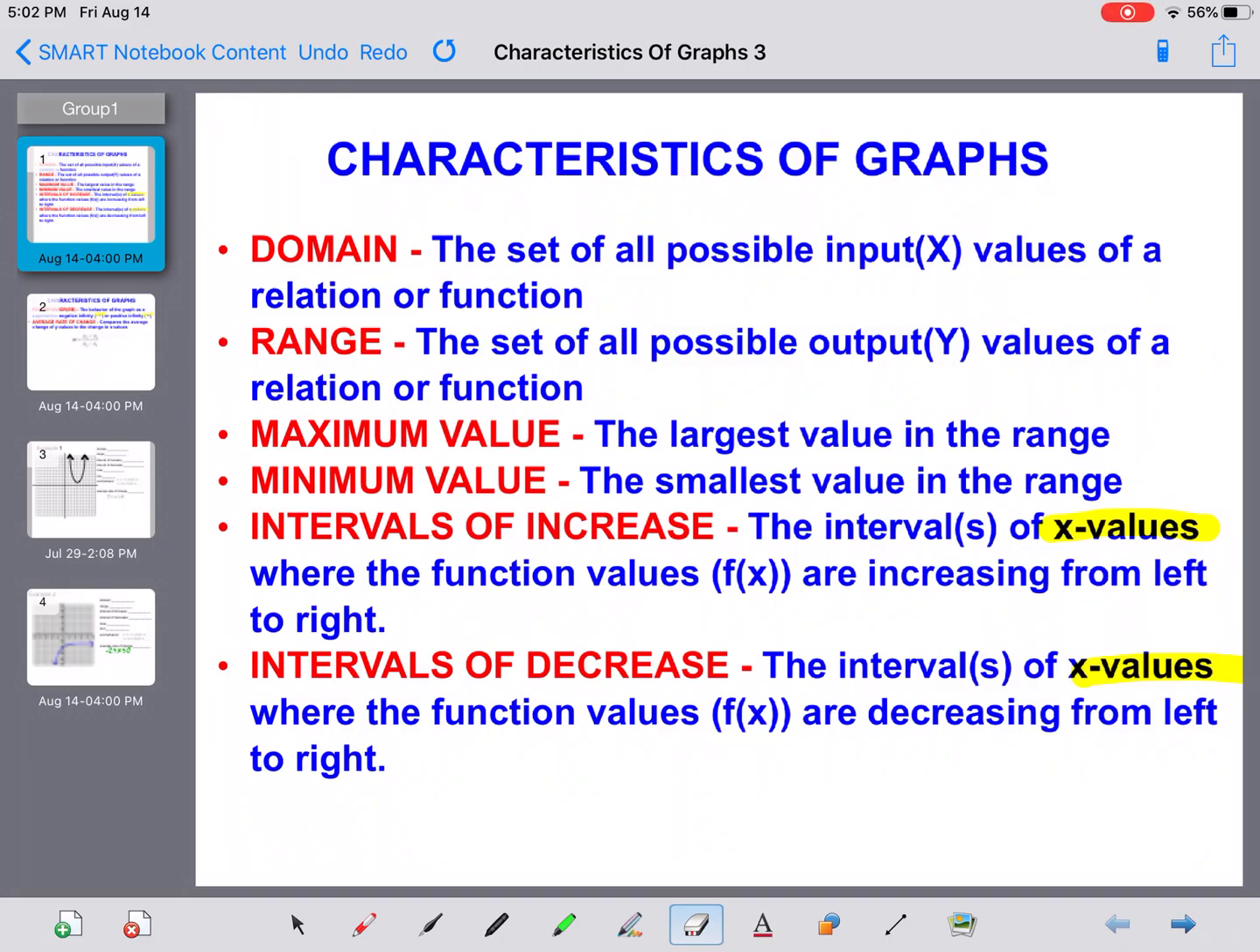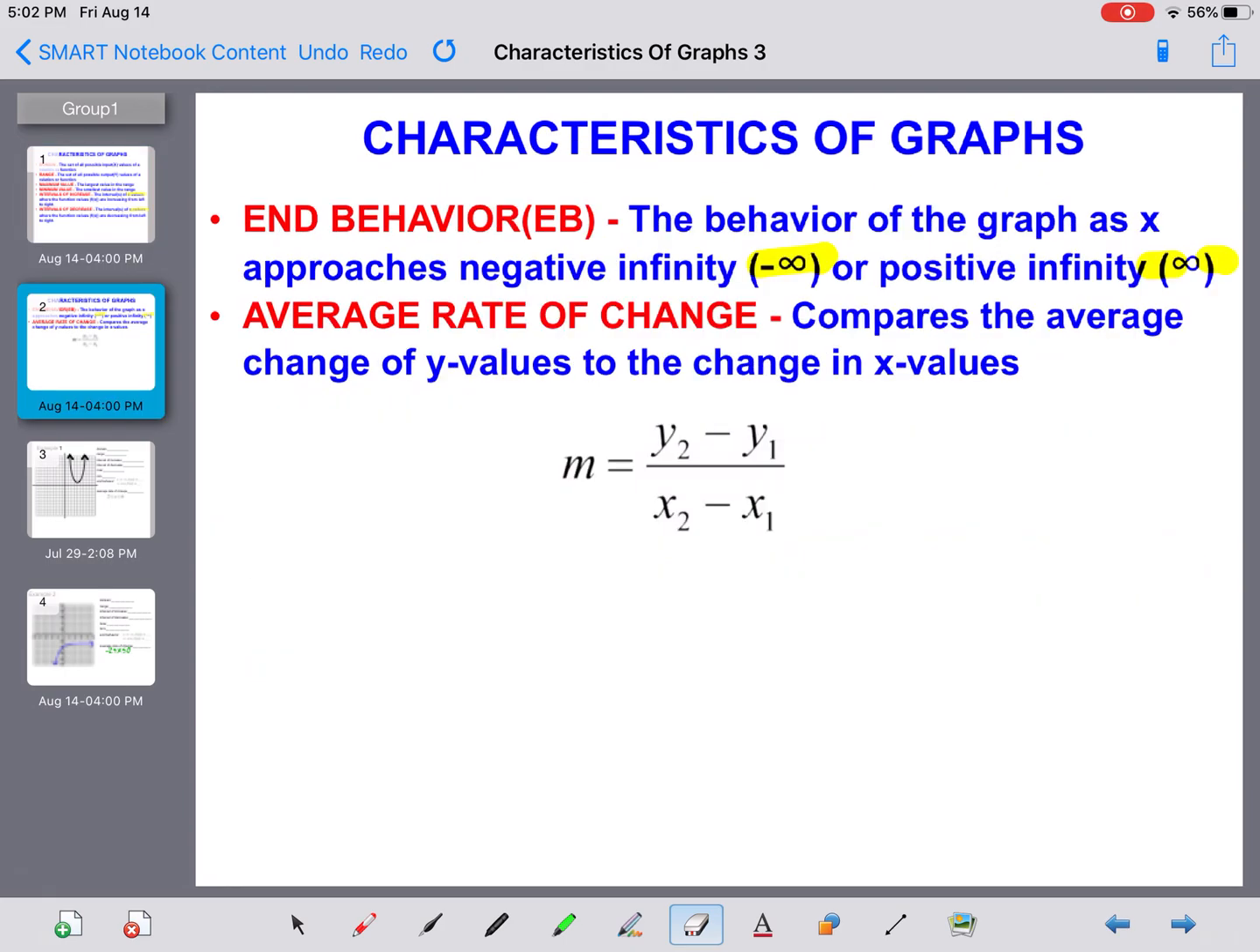Hello everyone, today we're going to talk about characteristics of graphs. So if you would, please pause the video and copy these vocabulary terms down for characteristics. Again, pausing the video to copy down the rest of the characteristics.